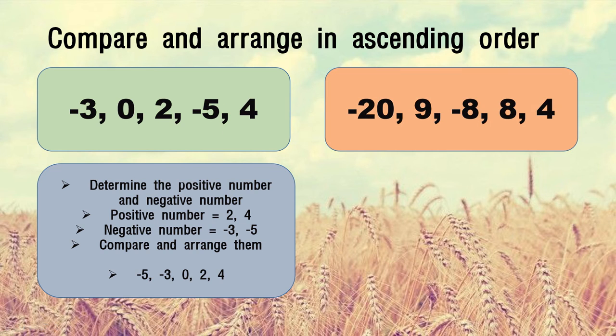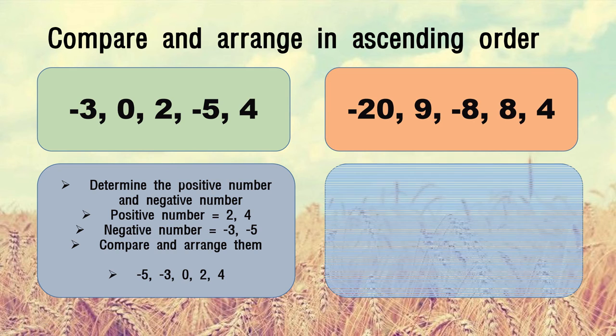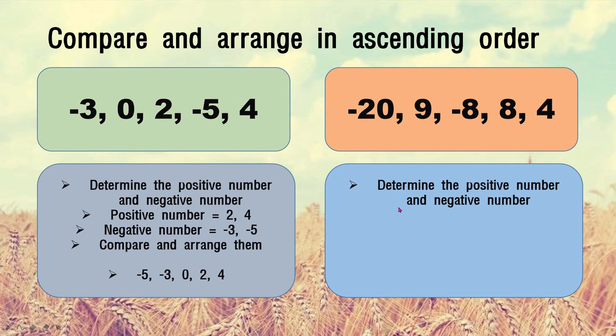Okay, now let us try this question. Negative 20, 9, negative 8, 8, and 4. Now we have to do it according to the steps that I taught you. First, we determine the positive and the negative numbers. So what are our positive numbers? We got 9, 8, and 4. Next, our negative numbers are negative 20 and negative 8. After that, we compare and arrange them.